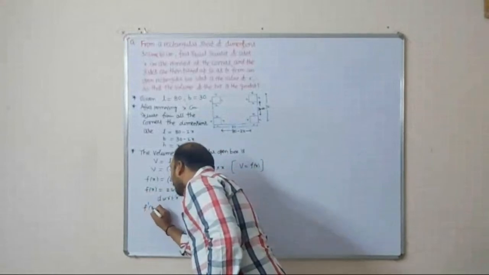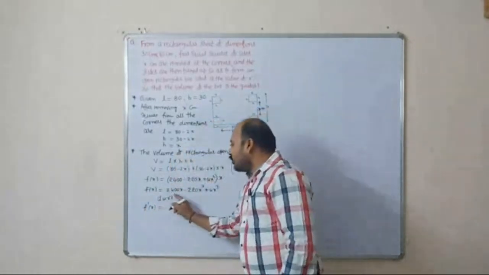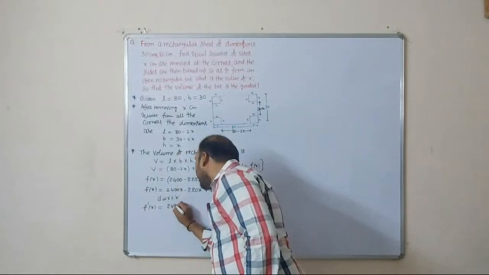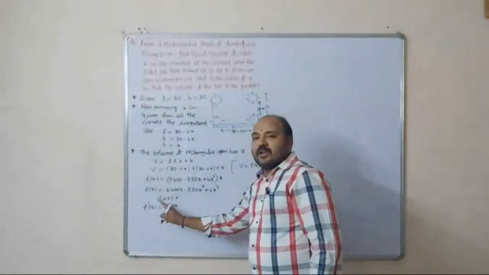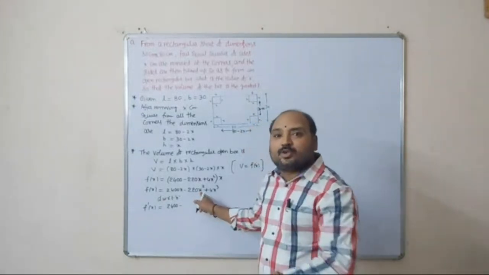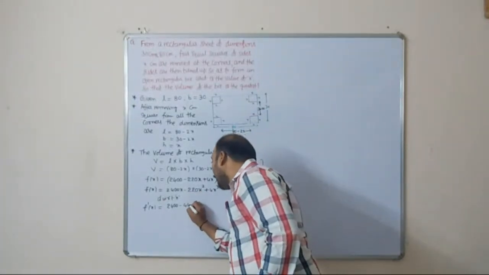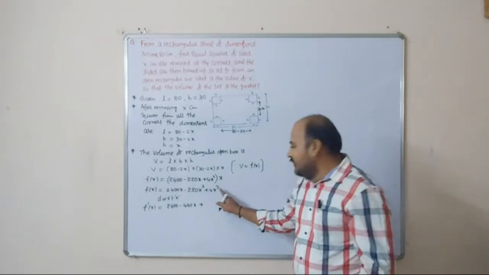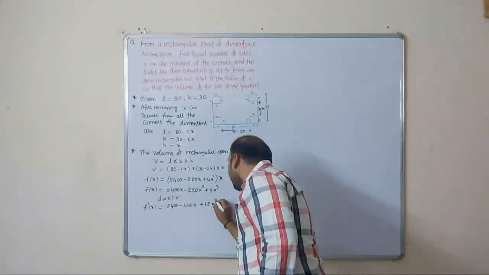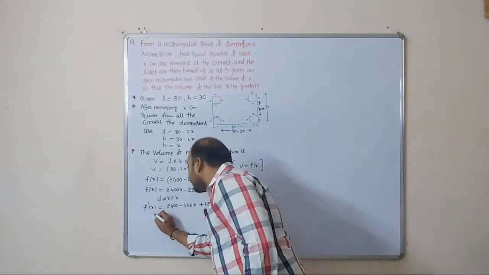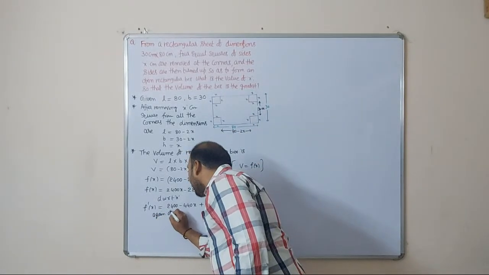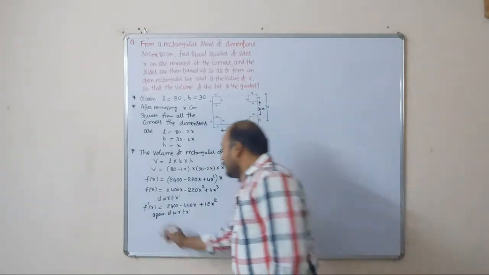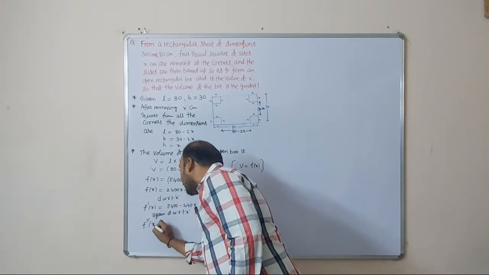So f dash of x is equal to d by dx of 2400x, 2400 constant you can take outside, x derivative is 1. So 2400 minus 220 we can take aside and x square derivative, d by dx of x square is 2x, 2x into 220, 440x, plus 4 into d by dx of x cube, 3x square, 3x square into 4, 12x square. Again differentiate with respect to x on both sides, dear students. No need of writing such. F dash of x will become f double dash of x.